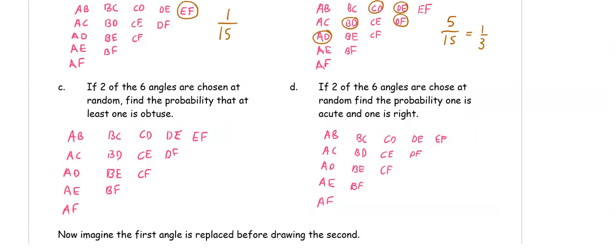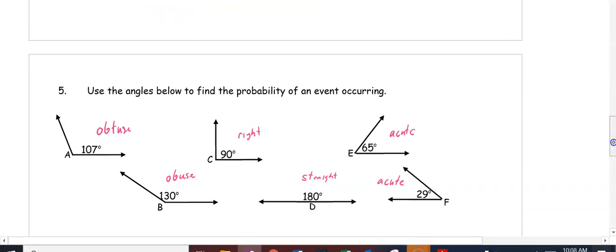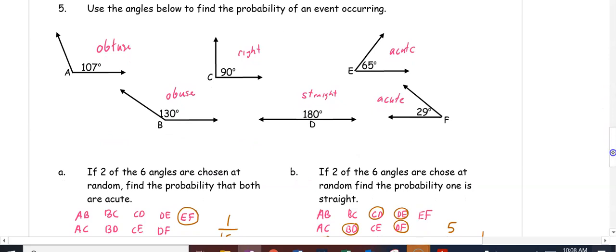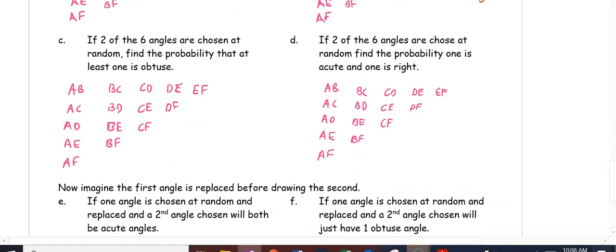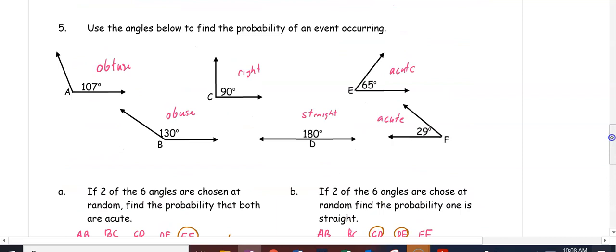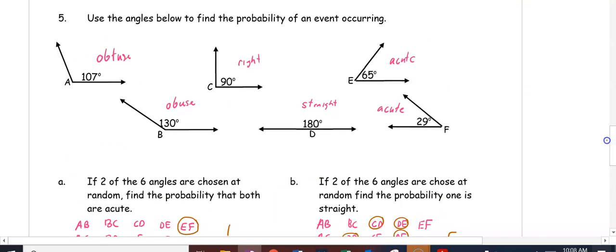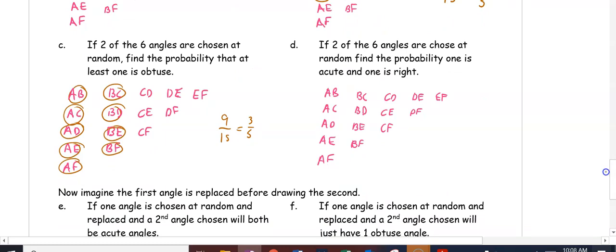In part C, if 2 angles are chosen at random, find the probability that at least one is obtuse. If we go back and look at our angles, we know that A and B are the obtuse angles. So anytime we see an A or a B, we want to include that, or both is fine as well. So we end up getting 9 out of 15, which reduces to 3/5. And then our last one, what's the probability of one being acute and one being right? Our right angle is C and our acute angles are E and F. So we need C paired with E or C paired with F. So we get 2 out of 15.